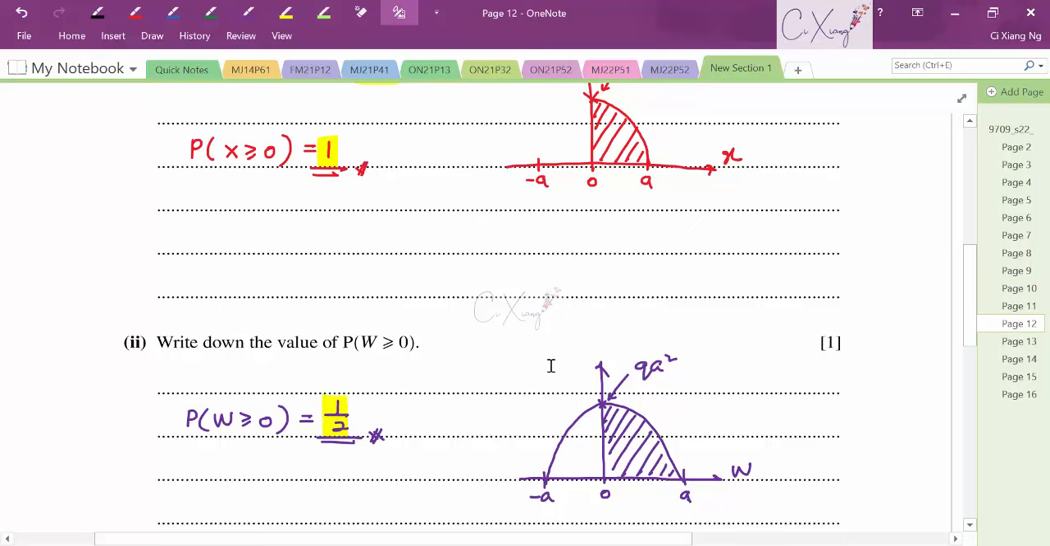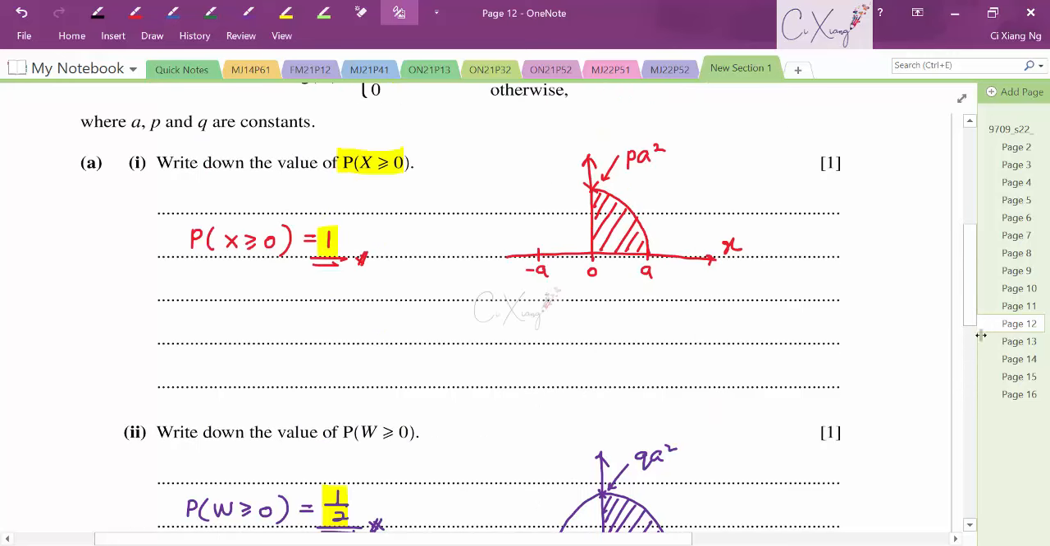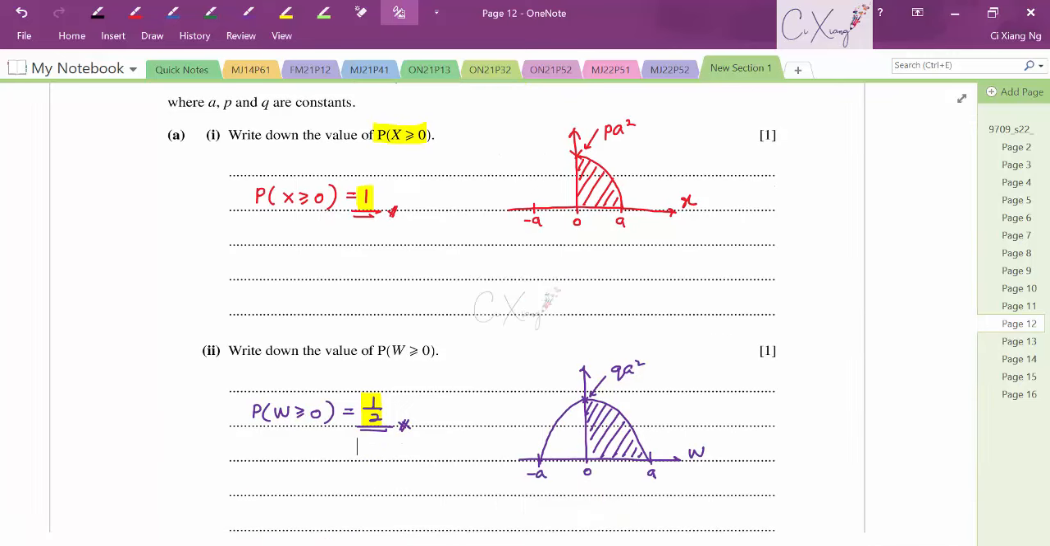Now continue to part 3. For part 3, they want us to write down the expression for Q in terms of P only. If we compare the diagrams for P and Q, generally what you can see is that this whole area is already 1, and this area is only half. Therefore, if you compare the value of P and the value of Q, P should have a larger value and Q should have a smaller value.